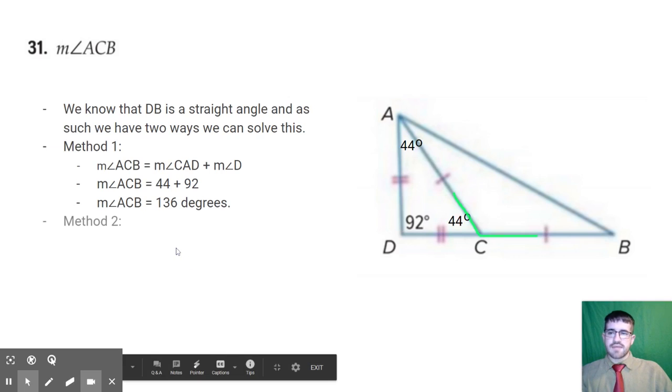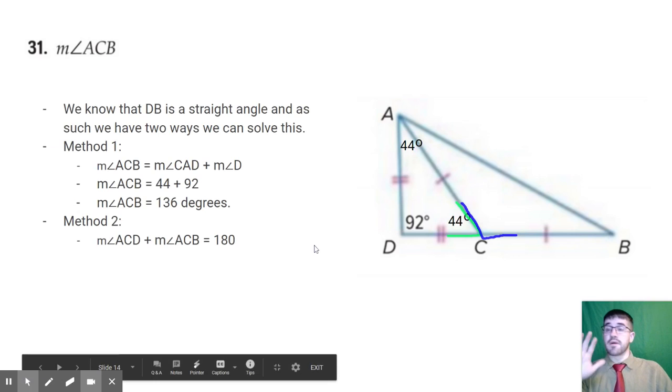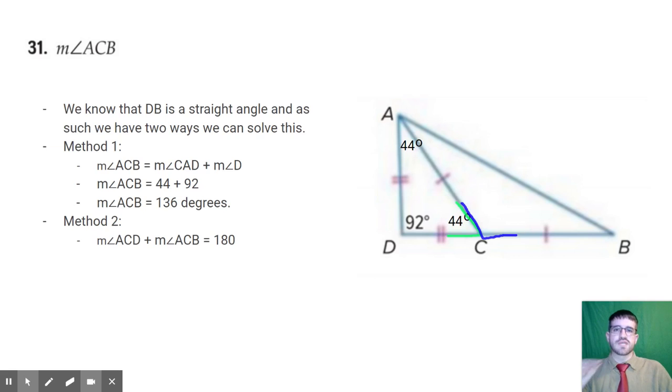The other way we can do that, and this one is my preferred method, is to take the measure of angle ACD and the measure of angle ACB and set it equal to 180. And don't get me wrong, both ways are right. Both ways will get you the exact same answer. You can choose whichever way is easier for you. I just prefer this way. You might have done it with method 1, and that is totally valid.